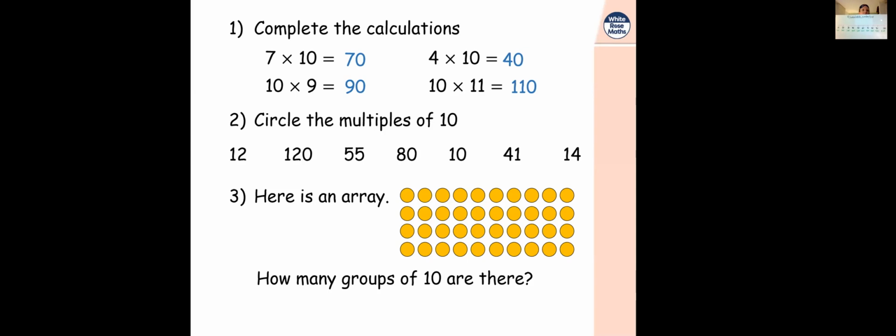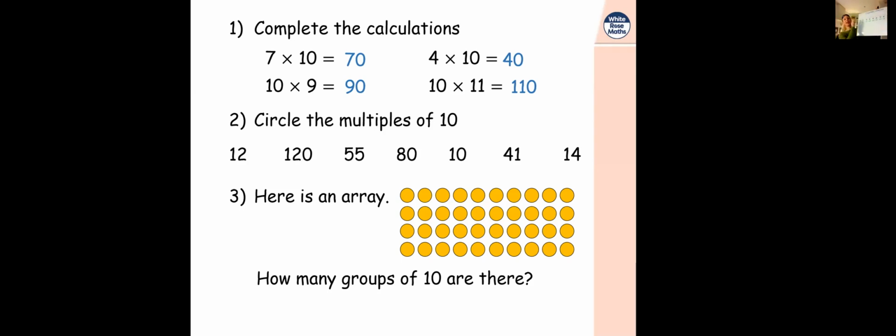55, is that on my number line? No, that's not part of the 10 times table. 80? Yes, 8 times 10 is 80. 10? Yeah. 1 times 10 is 10. That's a multiple of 10, definitely. 41? No, 41's not part of the 10 times table. 14? No, that's not part of the 10 times table.